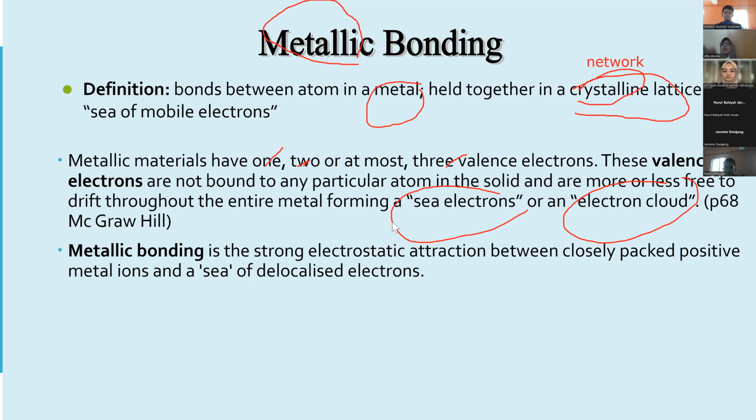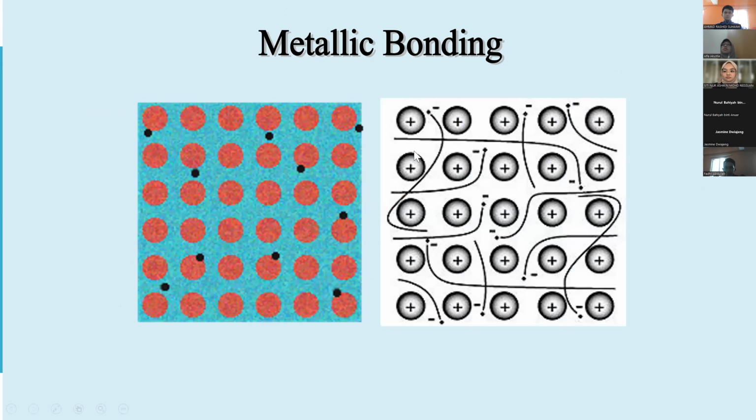We go to the next slide. You can see the image. This is a metallic bonding. This is the core of the atom. The moving dots are electrons, but the red dots are the cores of the atoms.